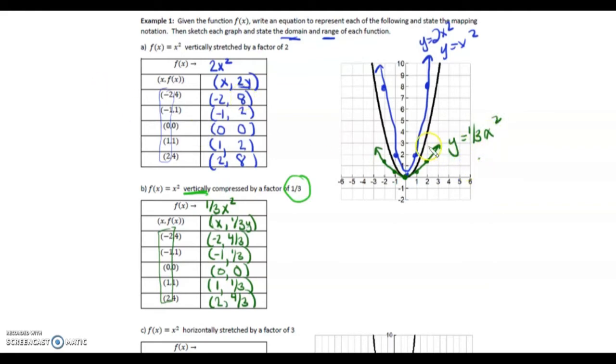So we can see here that when we talk about vertical stretches and compressions, if it's compressed vertically, the green is closer to the x-axis than the original is. And the blue is getting even further away because that's a stretch. So the blue, a vertical stretch, is getting further away from the x-axis.